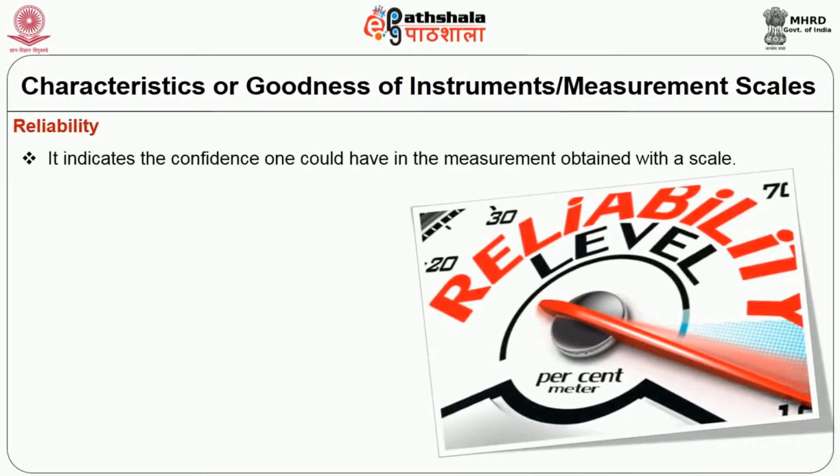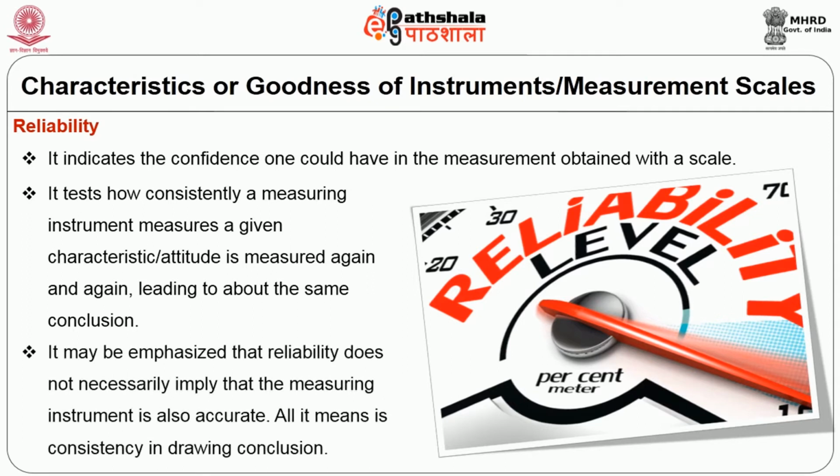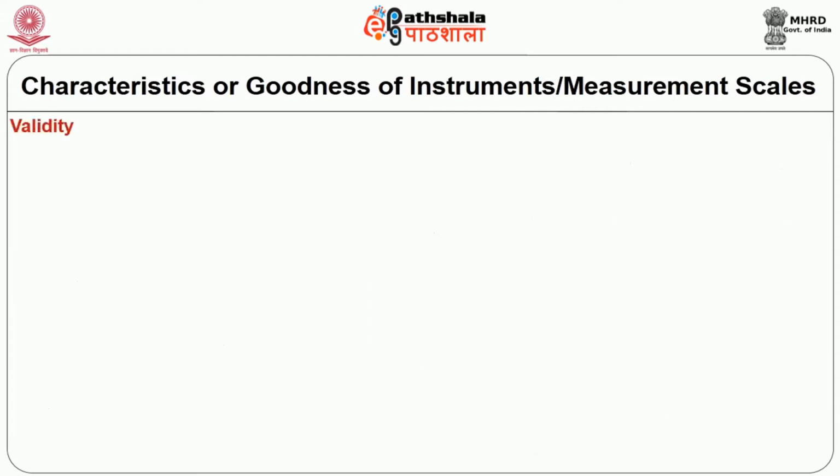Reliability. Reliability indicates the confidence one could have in the measurement obtained with a scale. It tests how consistently a measuring instrument measures a given characteristic, with an attitude measured again and again leading to about the same conclusion. It may be emphasized that reliability does not necessarily imply that the measuring instrument is also accurate. All it means is consistency in drawing conclusion.